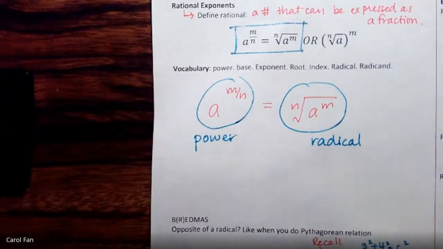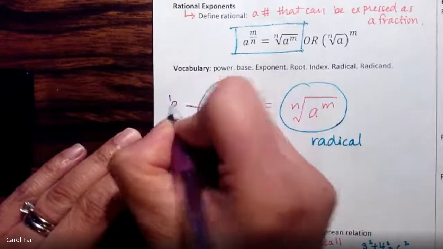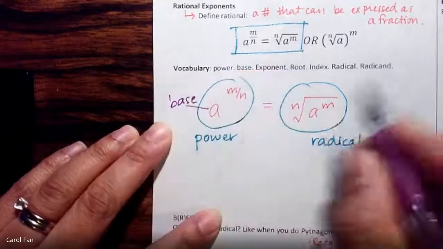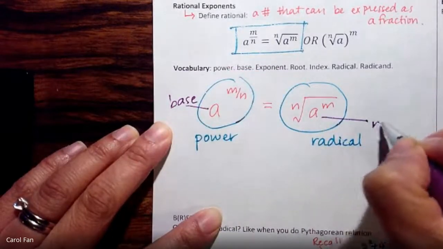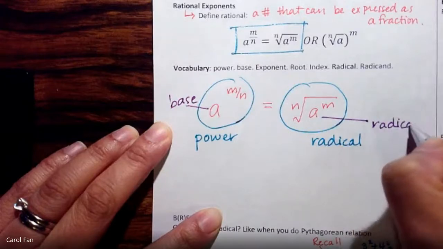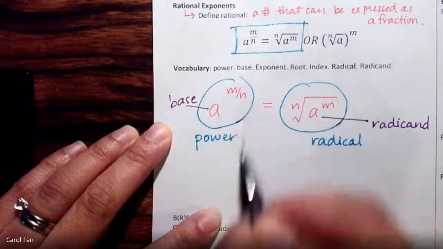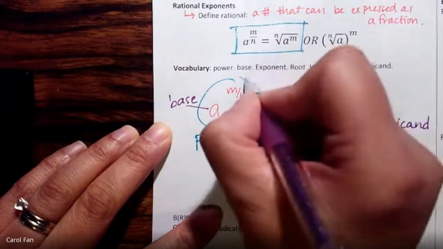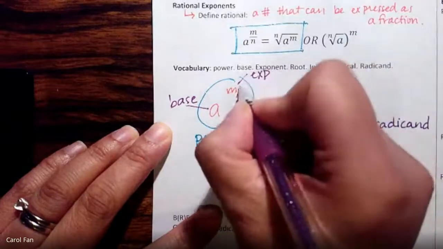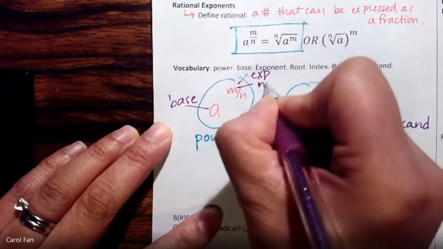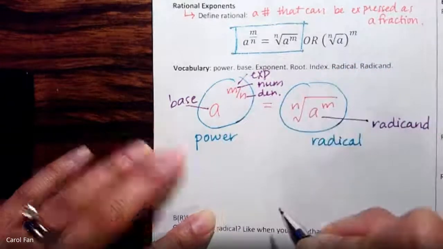When we look at our power, we know that a is called our base. And on the other side of the radical, a is no longer our base. Instead, this is called the radicand. M over n is our exponent. So I'm just going to put exponent here. And m is our numerator and n is the denominator.